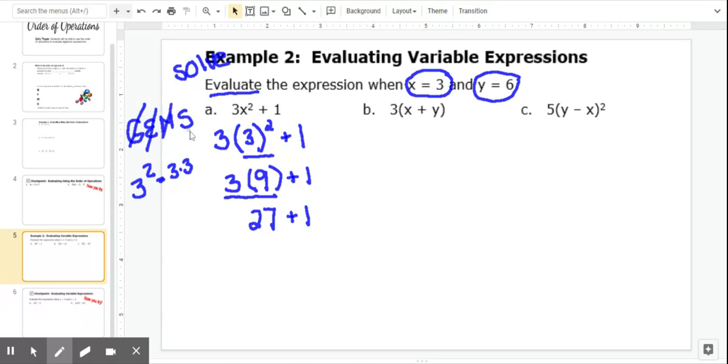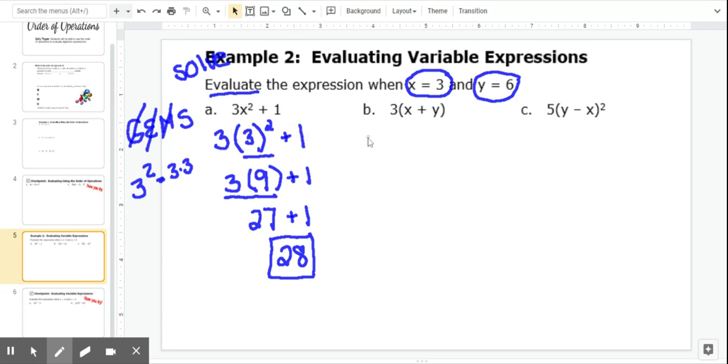S stands for subtract or add, and I do have addition here. 27 plus 1 just gives me 28. So you're still using GEMS to evaluate. The only difference was this very first step where you had to plug in a number. Let's try another one, problem B.